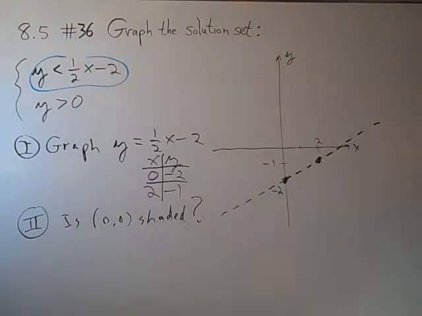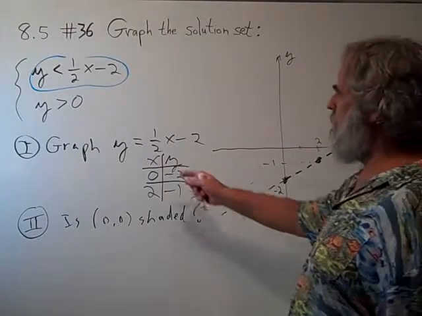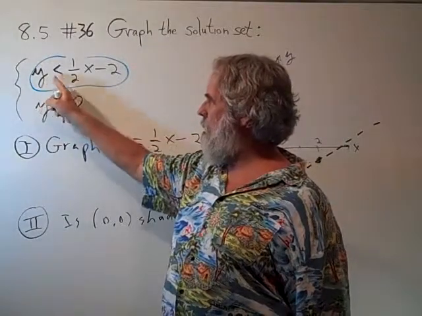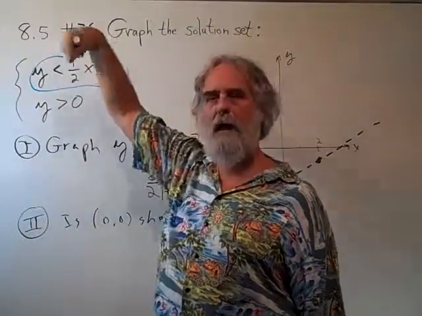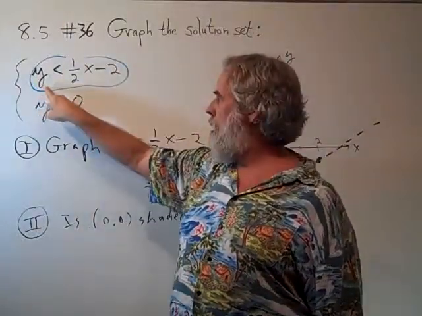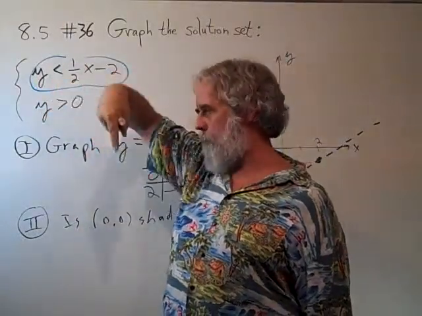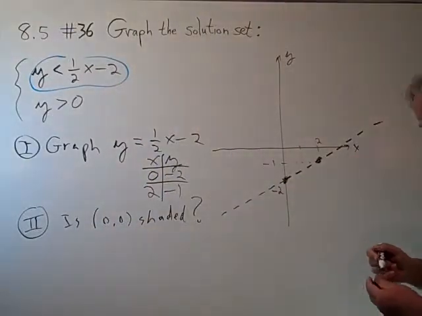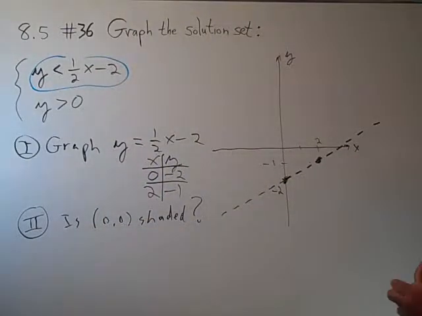Now, which side of that line do we shade? Notice that the inequality is y is less than. Y is up and down, the vertical coordinate. So less than means below. So it's the bottom side of this line that we shade.